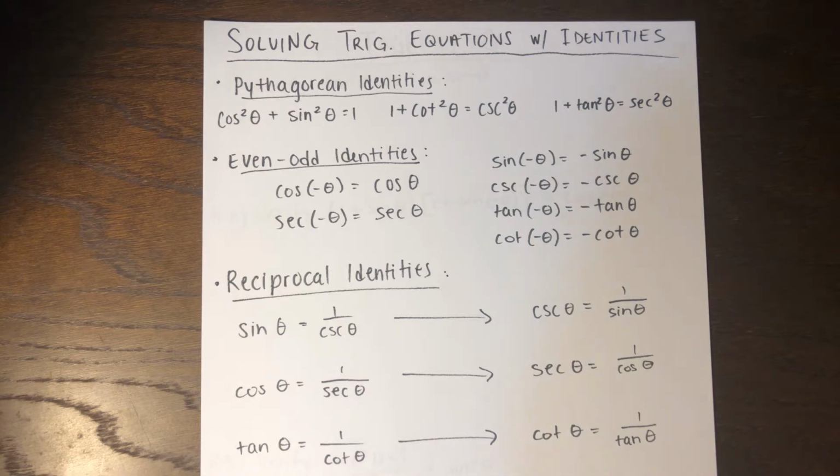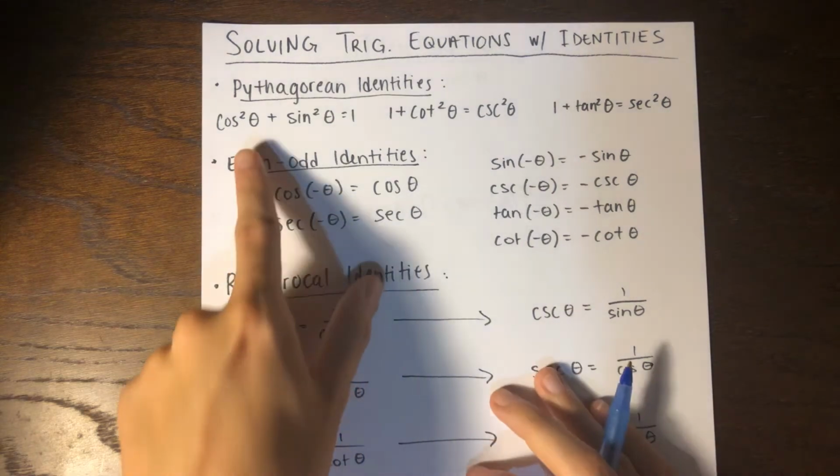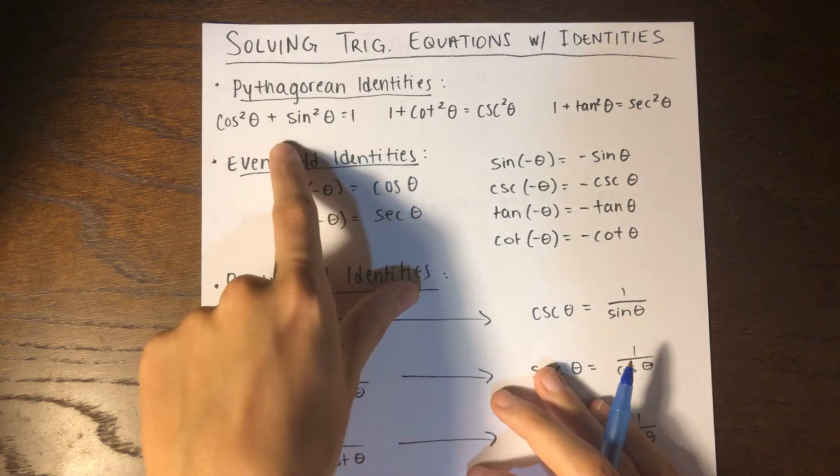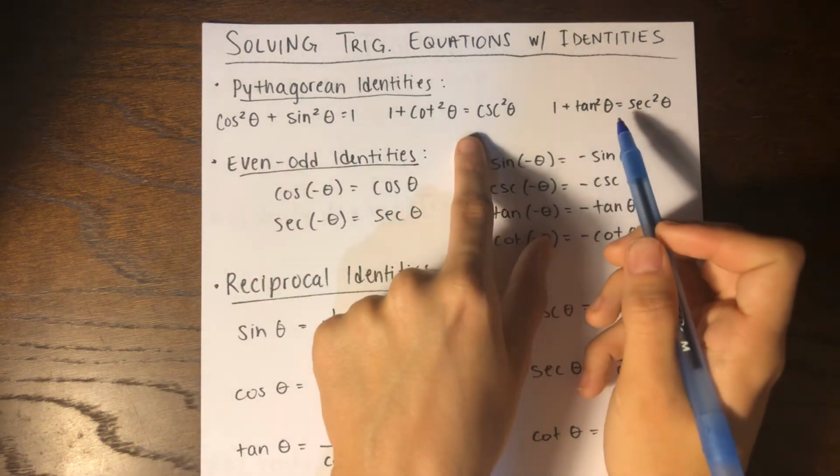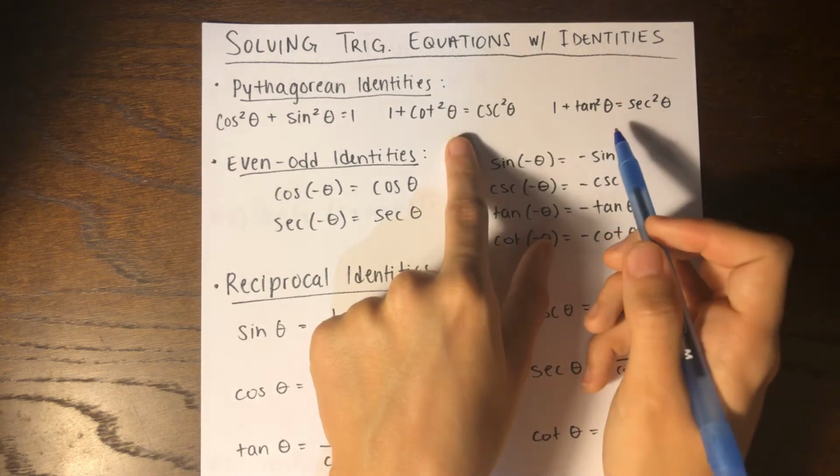Okay, so we are given the Pythagorean identities. There's 3 of them. Remember, this is the one we were given, and we can manipulate it and rearrange it to give us 2 more.